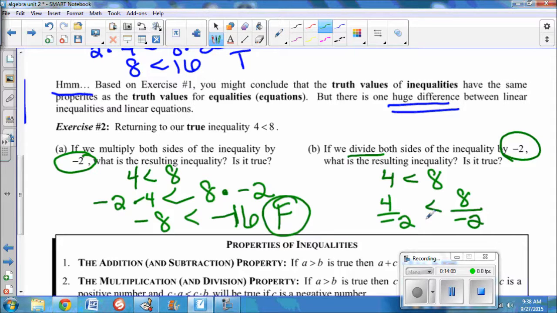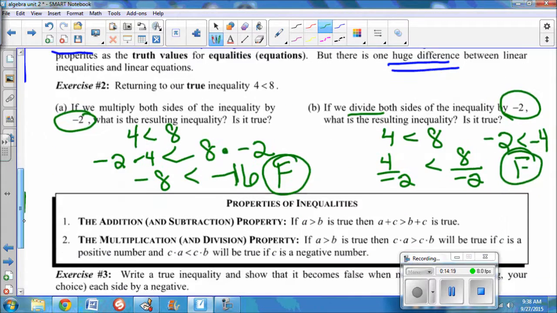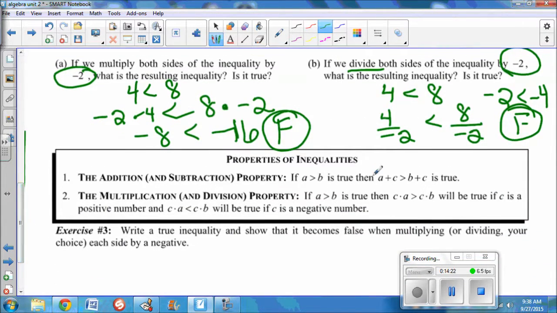Okay, we're dividing both sides, but -2 is -2 less than -4. That is false. So you guys have probably known that when you multiply or divide by a negative, what do you have to do to the sign? Okay, the inequality sign, you have to flip it. And this is the reason why you have to flip it, because when you multiply or divide by a negative, it takes that true inequality and makes it false if you don't flip it.